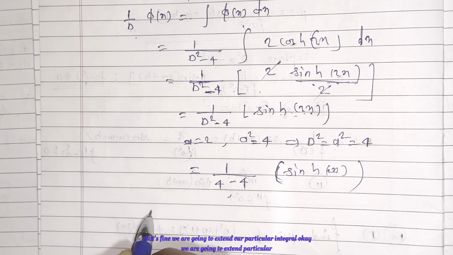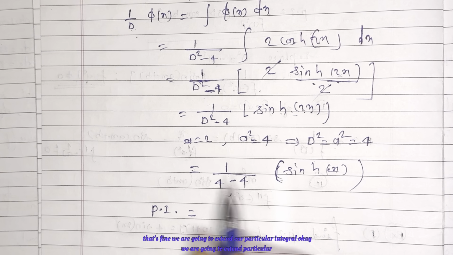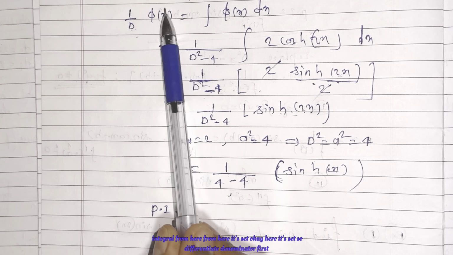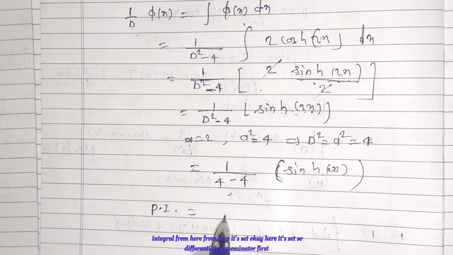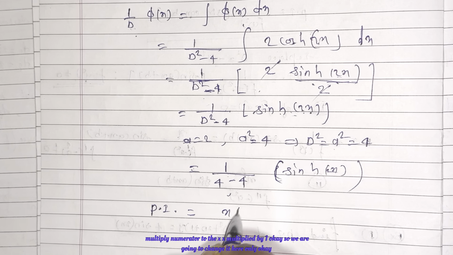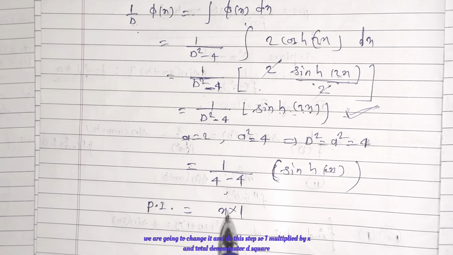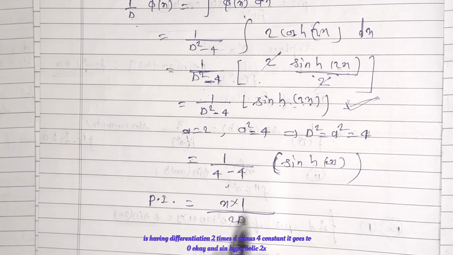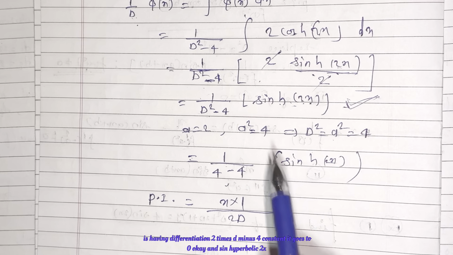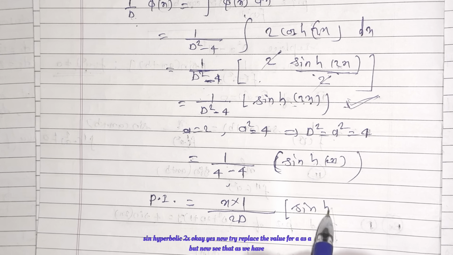That's why we are going to extend our particular integral from here itself. Differentiate the denominator first, and multiply the numerator by x multiplied by 1. So we are going to change it into this step: 1 multiplied by x, and in the denominator, d square has differentiation 2 times d, and the constant 4 goes to 0. And sine hyperbolic 2x.